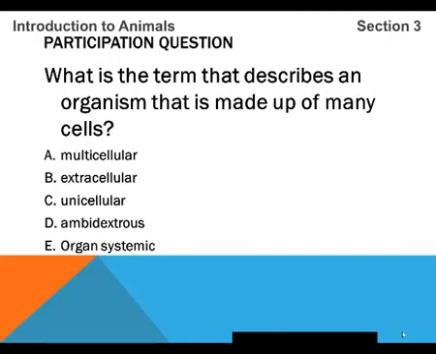So, second participation question. What is the term that describes an organism that is made up of many cells? A, multicellular, B, extracellular, C, unicellular, D, ambidextrous, or E, organ systemic. Remember, whenever doing multiple choice questions, always eliminate the wrong answers first. Organ systemic is definitely not a correct answer. Ambidextrous is when you can write with both hands. It's not a correct answer.